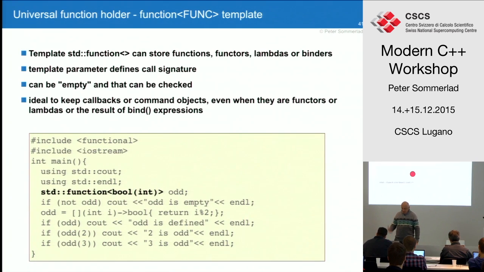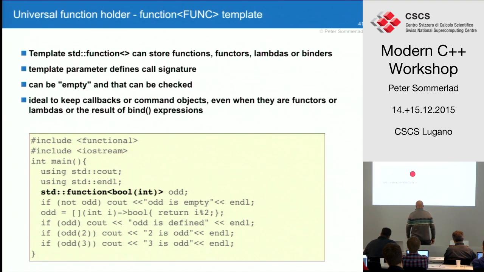Now, example code, that's what I was waiting for. Let's use that one. You see here, you say this function object holds a function that returns a bool and takes an int as a parameter type. So an int argument returning a bool, and we name it odd.